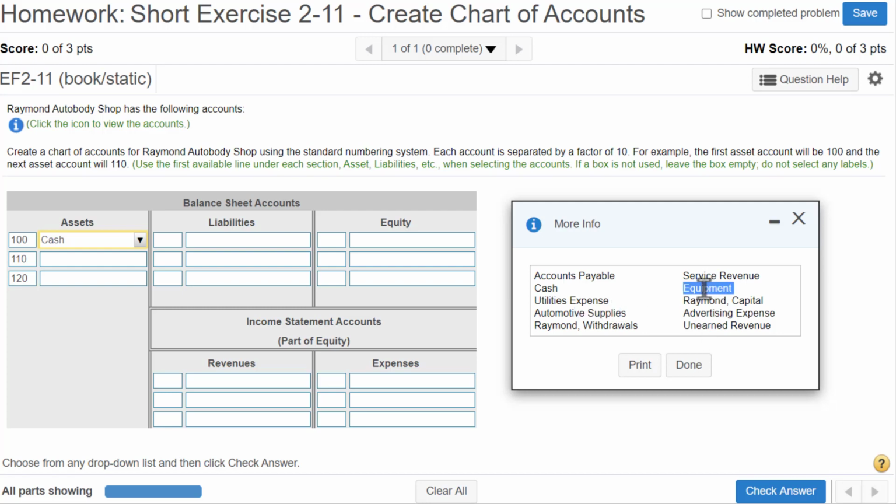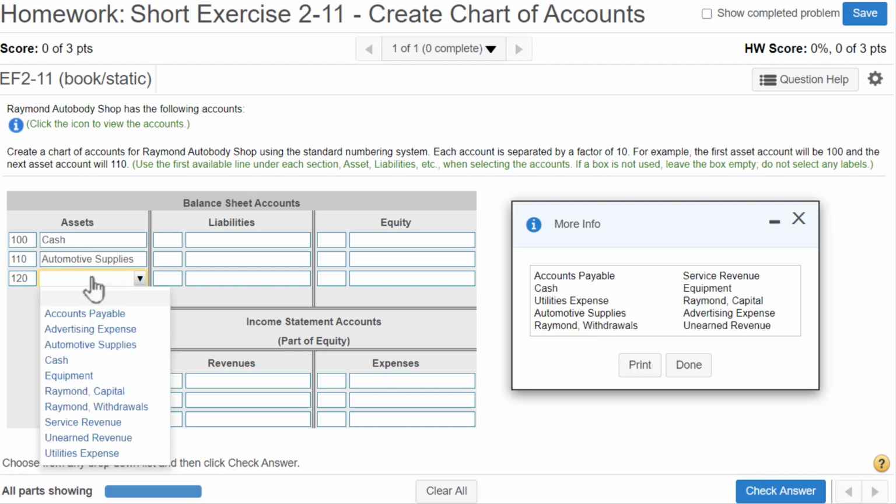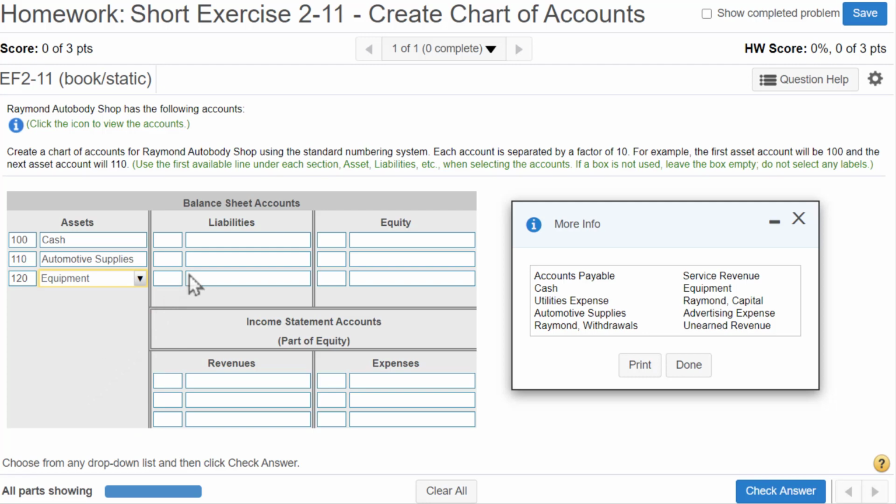And we've got equipment. So if we want to do this properly, remember assets are listed in order of liquidity. So which of these will be used up or converted into cash first? Our automotive supplies or our equipment? Well, we're going to use up our automotive supplies first, most likely, so we will list that next. And then our equipment is the other asset account.